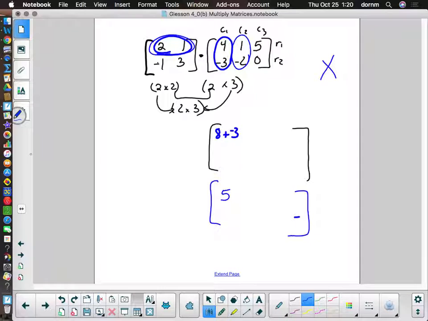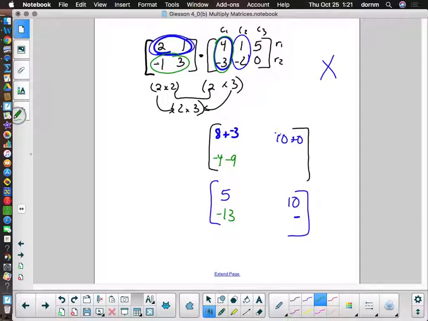All right, now that we've done that, let's go to row 1 times column 3. So that would be 2 times 5, which is 10, plus 1 times 0, which is 0. 10 plus 0 is 10. Next, we'll go to row 2, column 1. Negative 1 times 4 is negative 4. 3 times negative 3 is negative 9. Negative 4 plus negative 9 is negative 13.